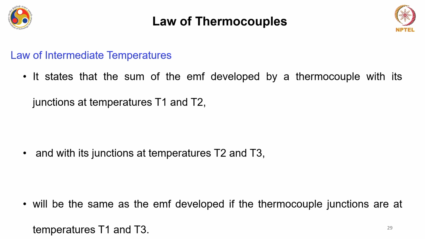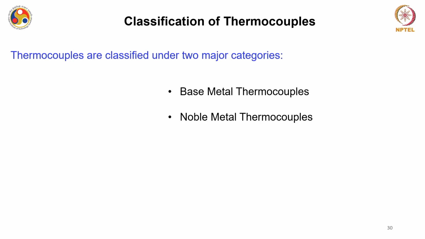Okay. So you have two junction temperatures T1 and T2, and then another at T2 and T3, and this EMF developed will be the same as the EMF developed if the thermocouple junctions are at initial temperatures T1 and T3. This is known as the law of intermediate temperature. Alright. So this is about the different laws of thermocouples.